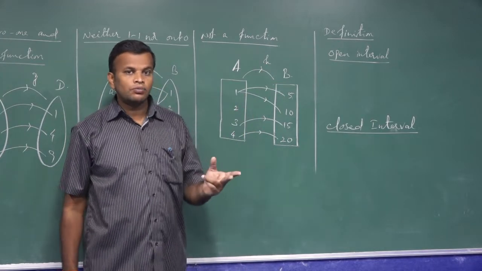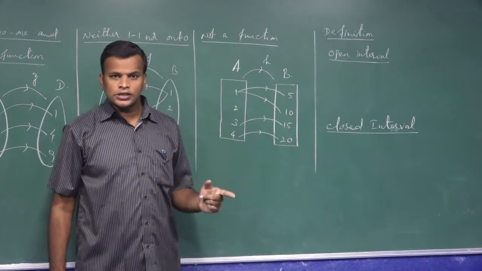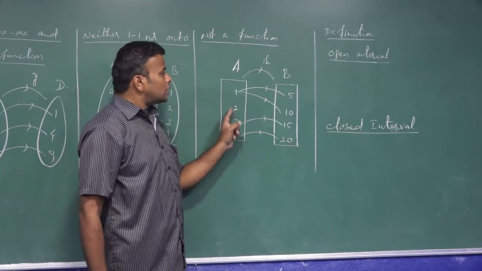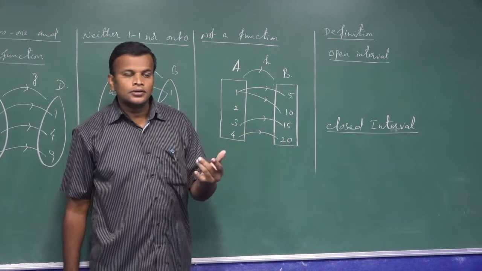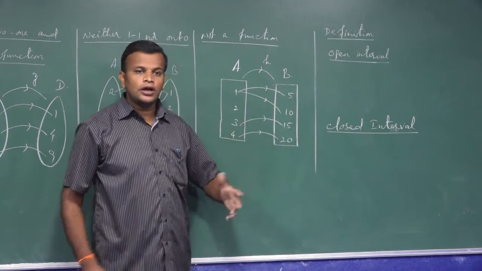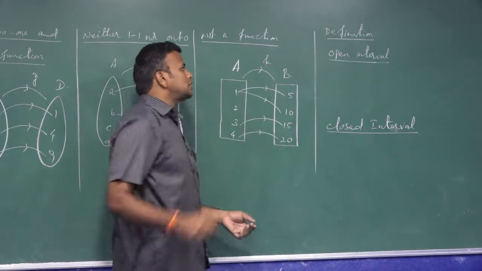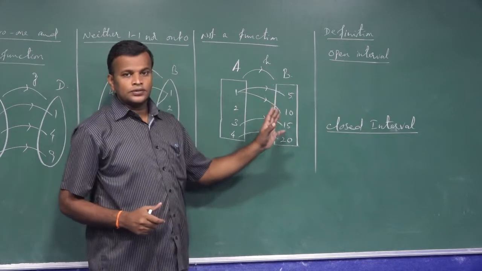We tell two reasons, but in our exam or test, we just tell any one of the reasons. One reason is that the element 2 in the domain has no image. Or the element 1 has 2 images, 5 and 10, in the codomain. Therefore we say the function h is not a function.